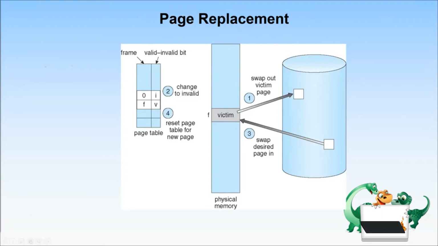So this can be alleviated somewhat by assigning a modify or dirty bit to each page, indicating whether or not it has been changed since it was last loaded from the disk. Alright, so if the dirty bit has not been set, then the page is unchanged and does not need to be written out to disk. Otherwise, the page write is required.